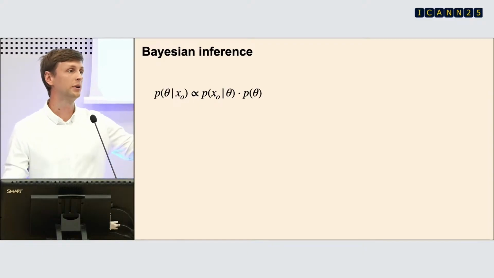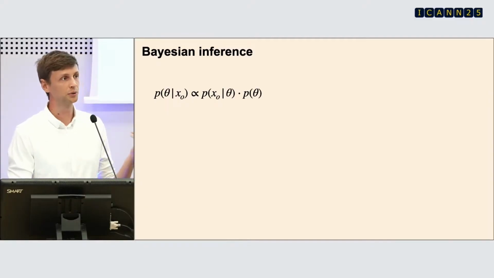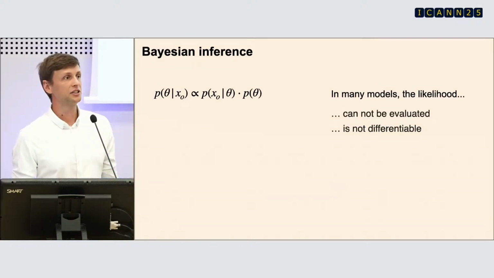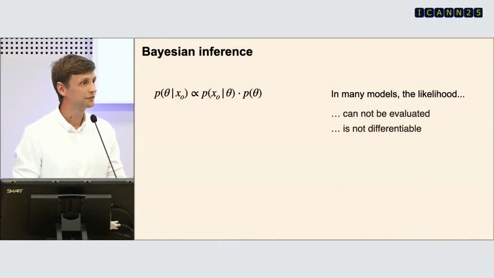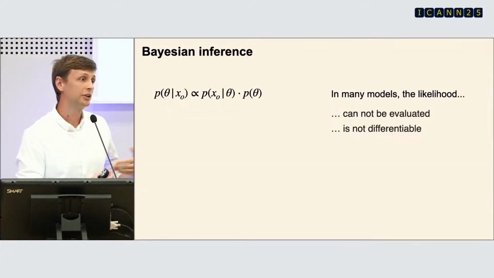probability distribution over parameters denoted by theta, given measurements denoted x_o. And with Bayes' rule, we know that the posterior is proportional to the product of likelihood and prior. Now, as I just said, the likelihood can have strings attached, right? It can be very expensive to evaluate in cases where the model just takes a long time to run. And in some cases, it cannot even be evaluated at all.